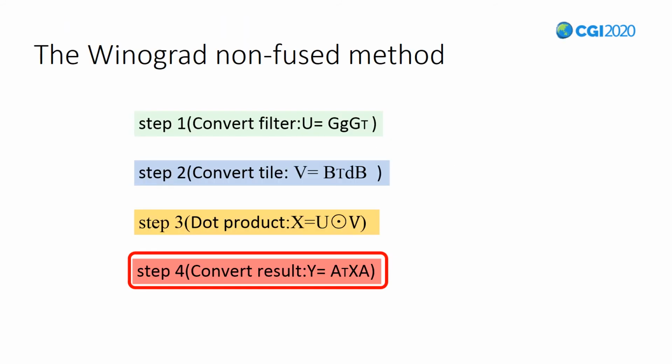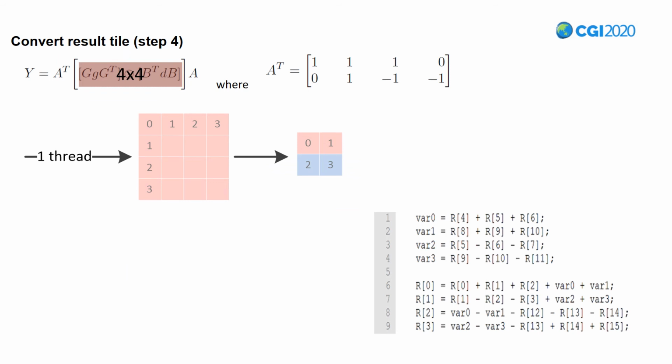The last step is to convert the result tile. In the last step, one thread is mapped to calculate one tile, generating 4-element outputs, and the calculation is simplified to additions by unfolding the multiplication of two matrices. Because matrix A only contains ones and zeros, each thread has calculated 4 outputs. But direct output cannot achieve coalescing because continuous threads access discontinuous addresses.